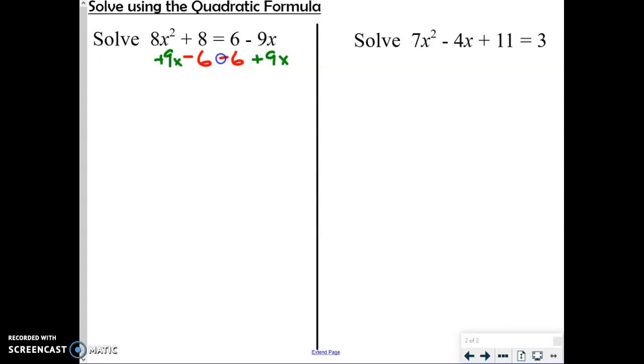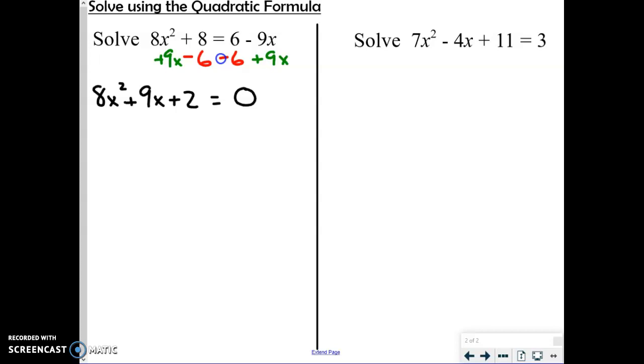When we do that, what it leaves us with is now a quadratic in standard form. So it leaves us with 8x squared plus 9x plus 2 is equal to 0. So now that we have that in standard form, once again, all we need to do here, ladies and gentlemen, is to substitute the values in correctly.